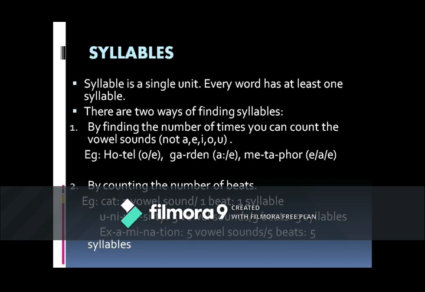Example, hotel: O and E are the vowel sounds. Garden: A and E are the vowel sounds. Number two, you can find the syllables by counting the number of beats. Example, cat. It has one vowel sound, one beat and one syllable. University. There are five vowel sounds and so five beats and so five syllables. Examination. There are five vowel sounds, five beats, and so it takes five syllables.